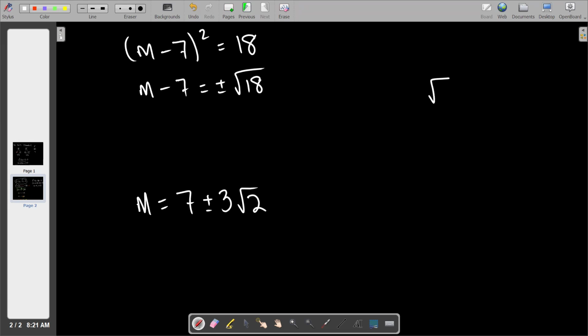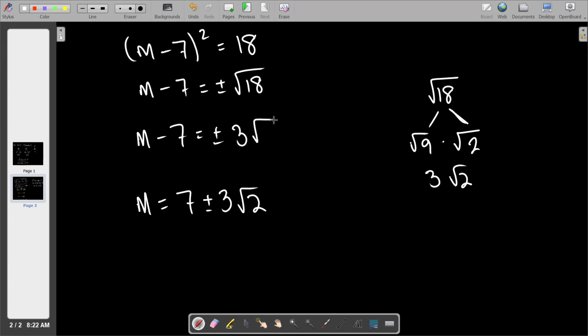And then you go over here off to the side and you break this down. What numbers break down the 18? 9 and 2, which becomes 3 root 2. And so then you have m minus 7 equals positive negative 3 root 2. I couldn't show any more work on this problem if I tried. But again, if you get to a point where you will just start skipping from here to here, I've got no issues with that whatsoever.